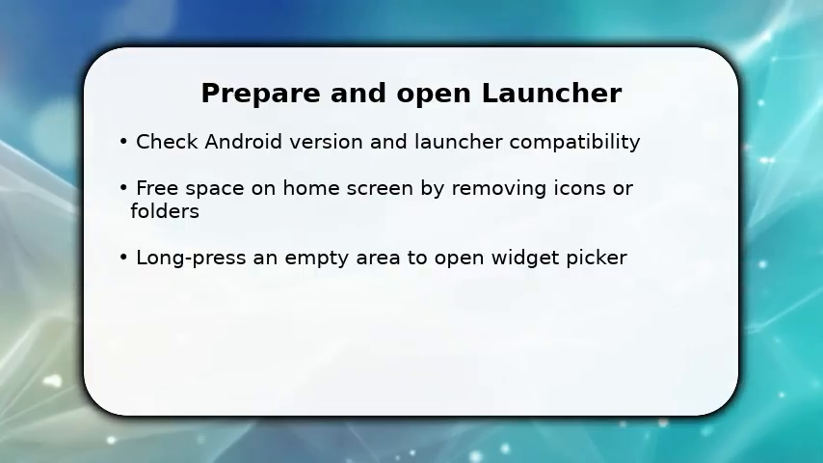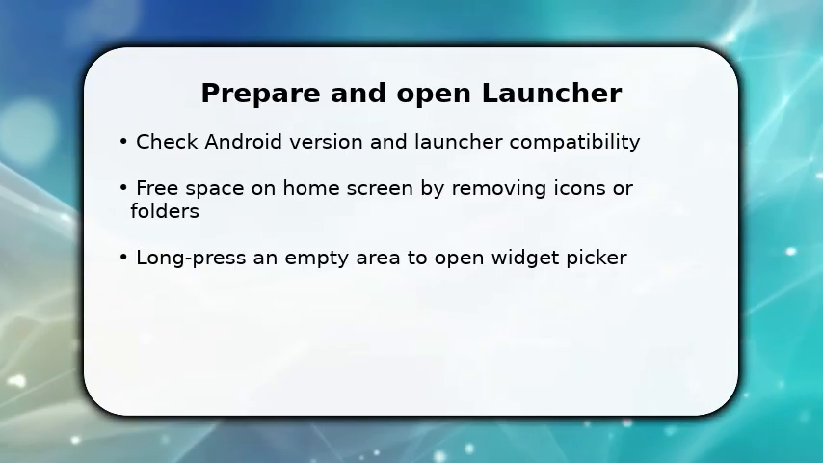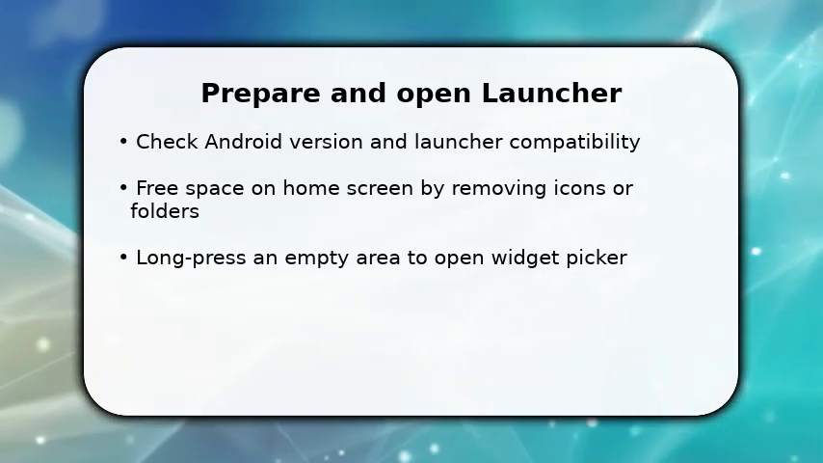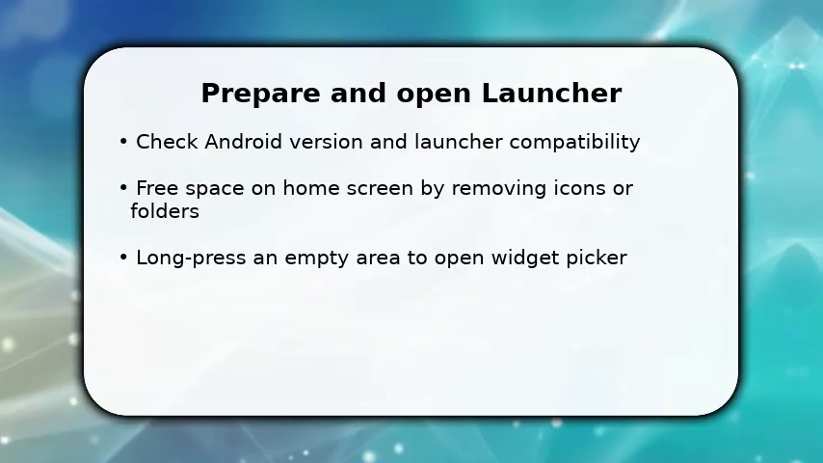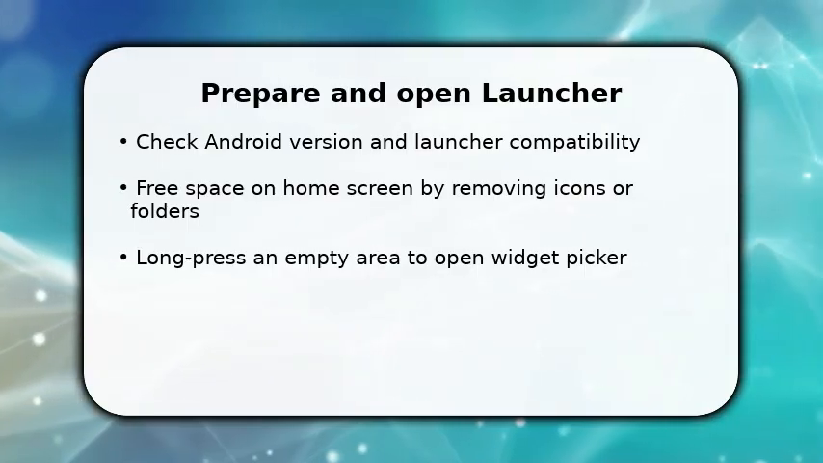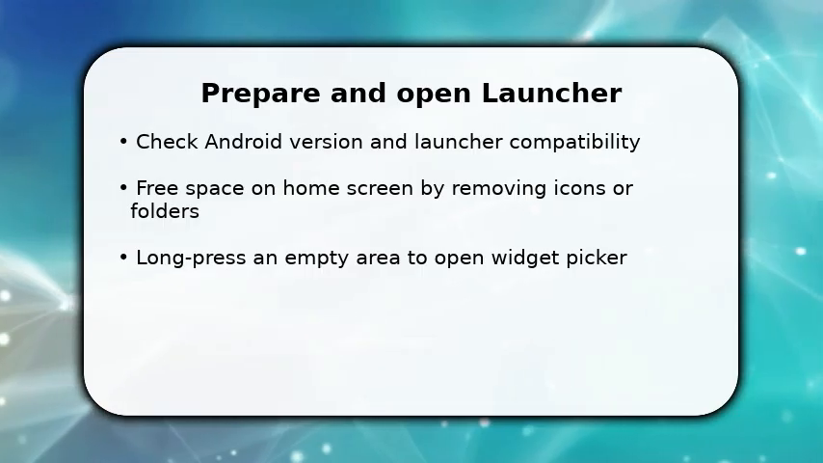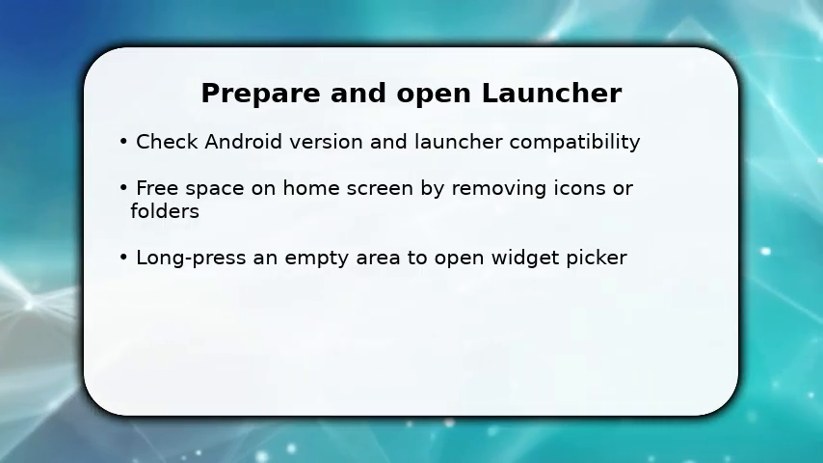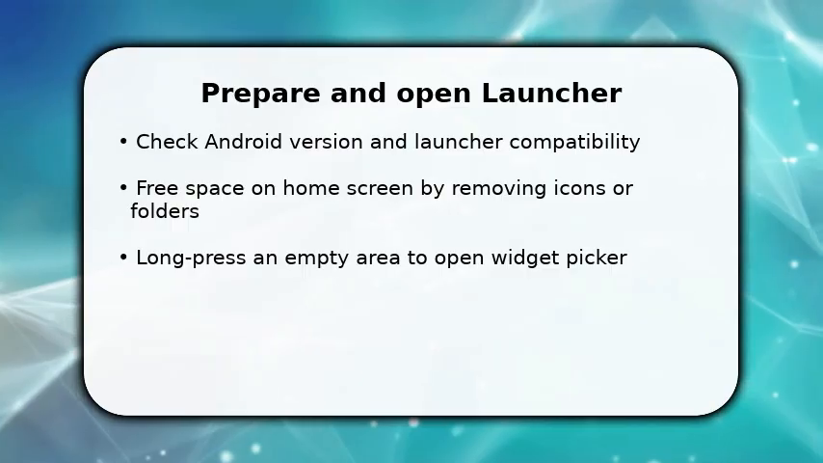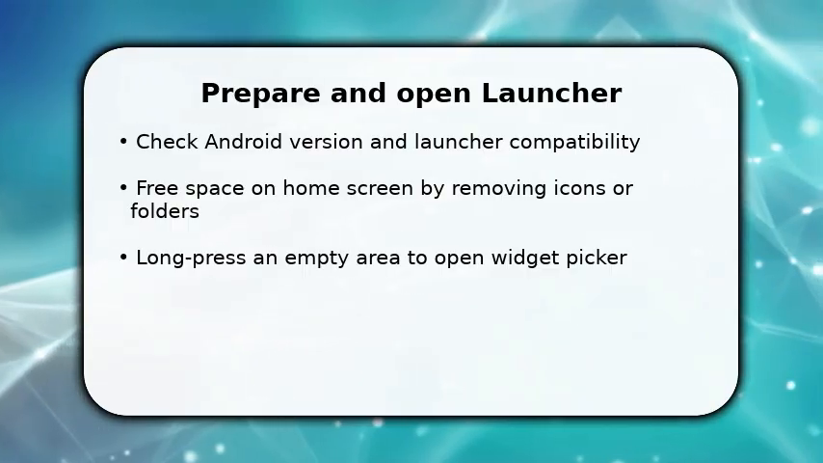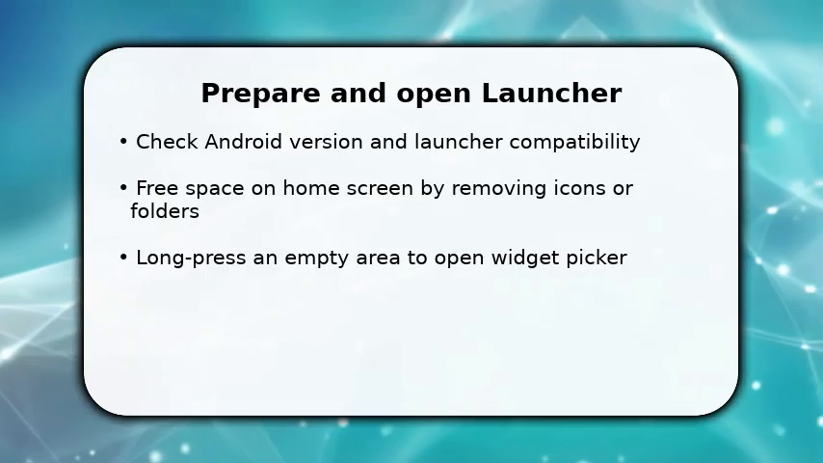You start by confirming your Android version and that your launcher supports widgets. This prevents surprises later. Once done, clear a spot on the home screen by moving or removing icons so the widget fits. Next, long press an empty area on the home screen to reveal wallpaper, widgets, and home settings. Tap widgets to open the picker and scroll.